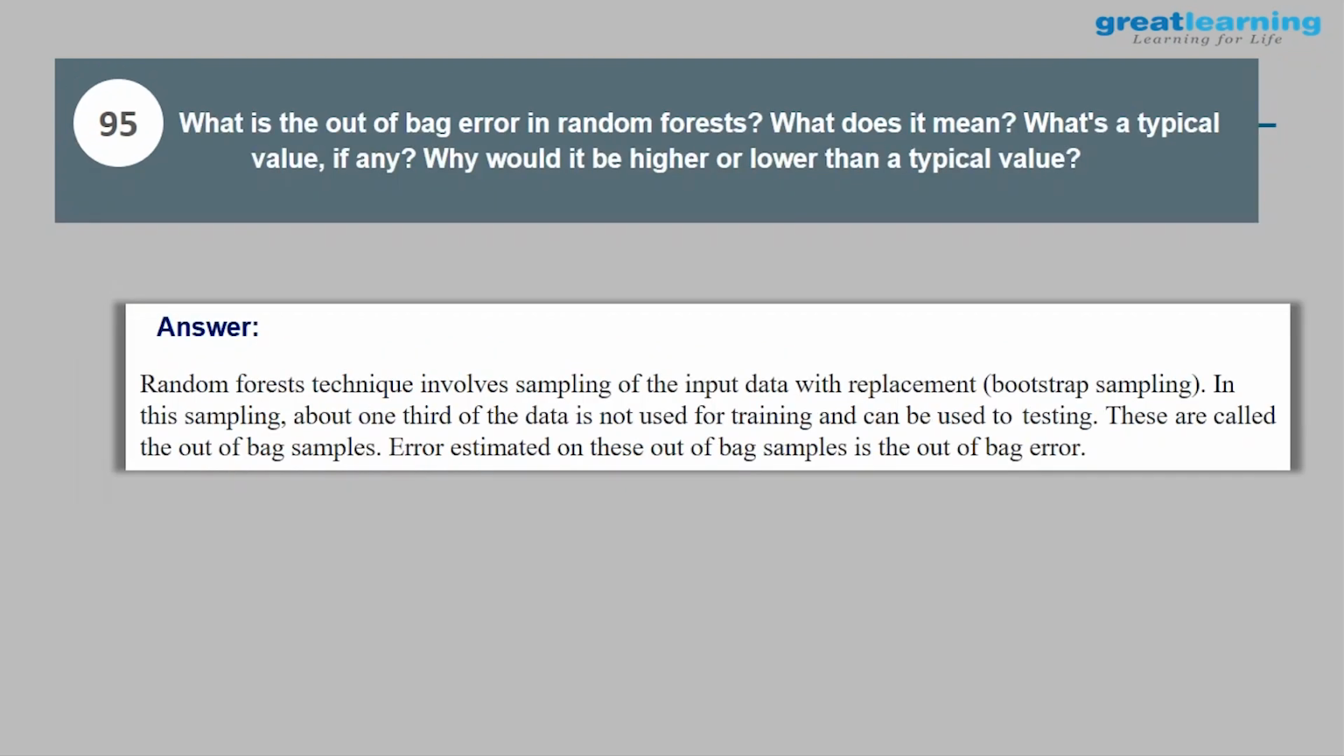Now let's have a look at what the out-of-bag error in random forest is. What does it mean? What's a typical value, if any? Why would it be higher or lower than a typical value? Random forest technique involves sampling of the input data with replacement, that is bootstrap sampling. In this sampling, about 1/3 of the data is not used for training and can be used for testing. These are called the out-of-bag samples. Error estimated on this out-of-bag sample is the out-of-bag error.